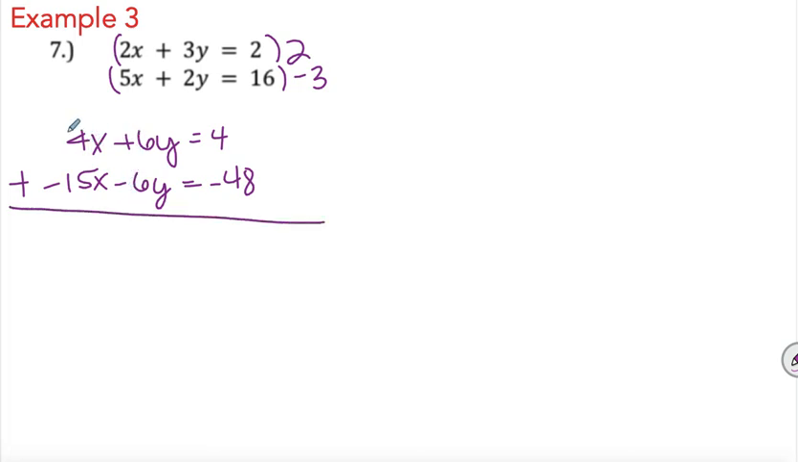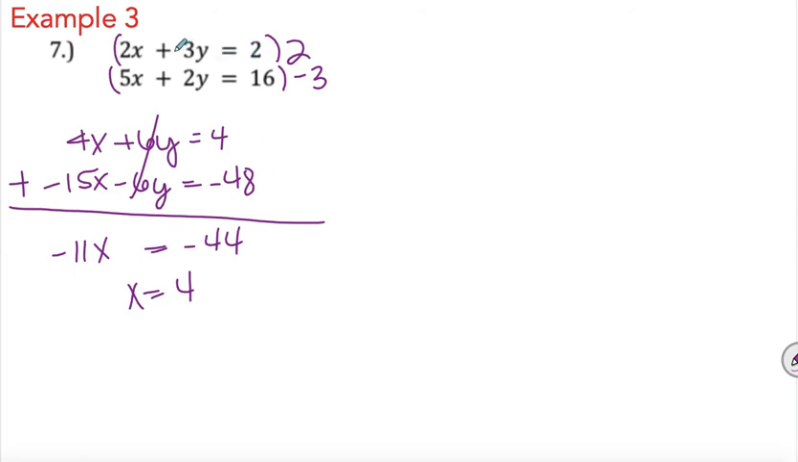So 4 and negative 15 is negative 11x. My y's eliminate like I wanted. Bring down my equal sign, and 4 and negative 48 is negative 44. Divide both sides by negative 11. X is a positive 4.